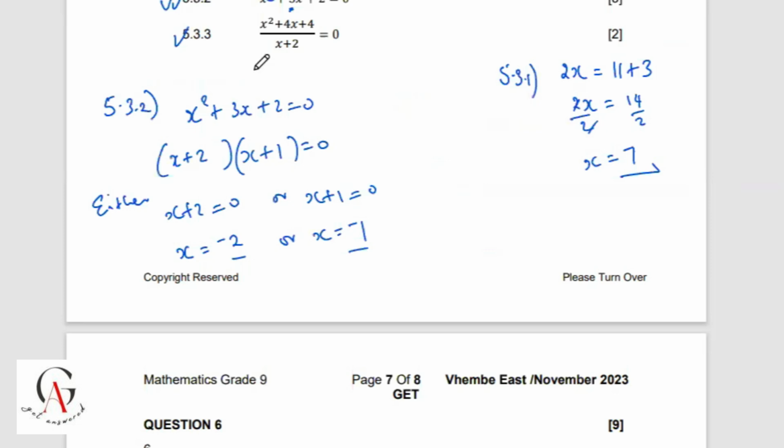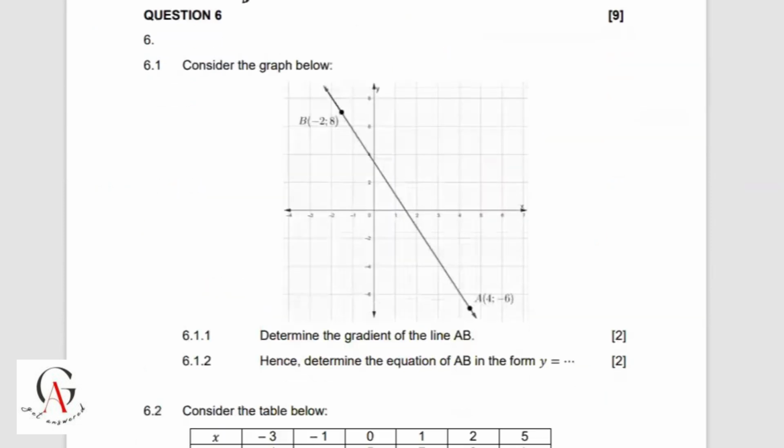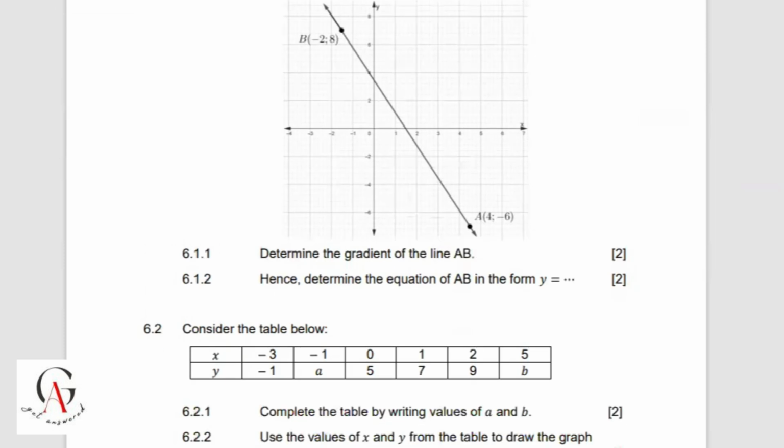5.3.3. Then we move on to question number 6. Question 6, they're telling us to consider the graph below. Determine the gradient of AB. So we know that gradient is change in y over change in x. So it's y2 minus y1 over x2 minus x1. So if I call this my x2, y2, x1, y1.